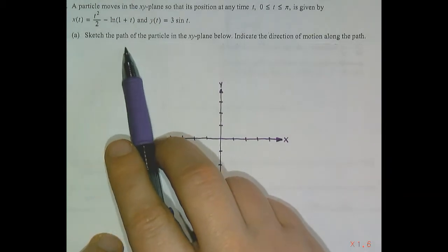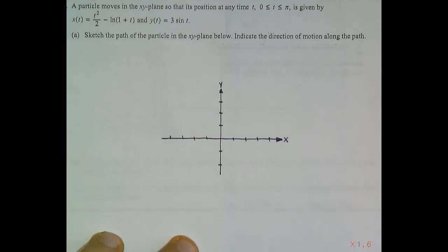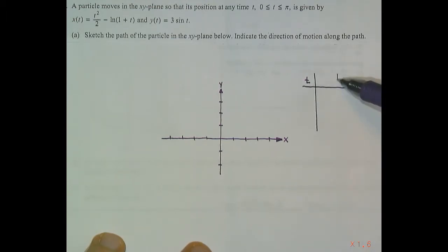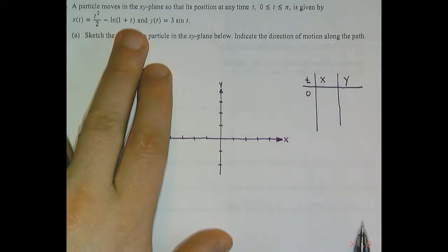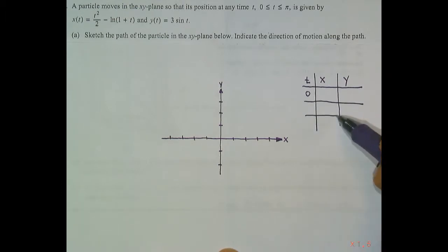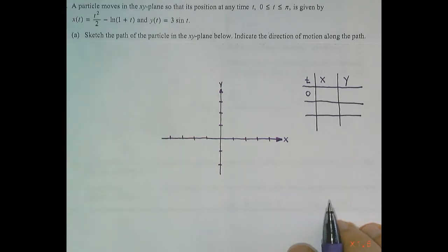Part A asks us to sketch the path of the particle in the xy plane and indicate the direction of motion along the path. So one approach a student might take is to go through the process of writing out a table where you're given an input of a time, and then you can plug that time into the xy coordinate given here and slowly fill out your table. Now, because this is calculator active, it's worth using our calculator to aid in this process.